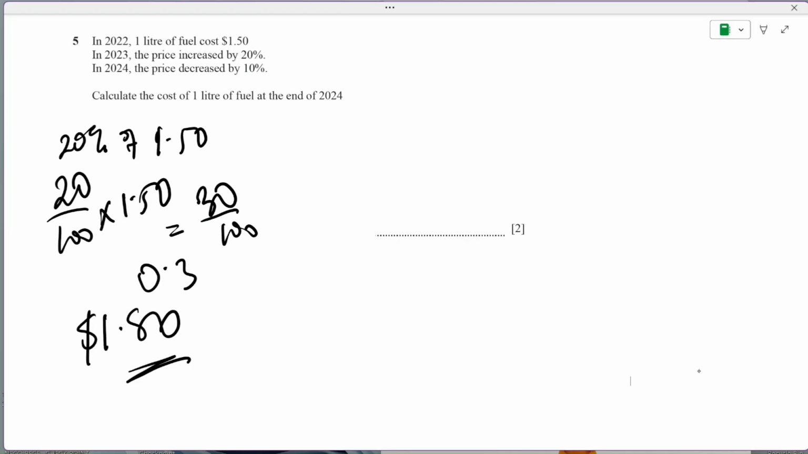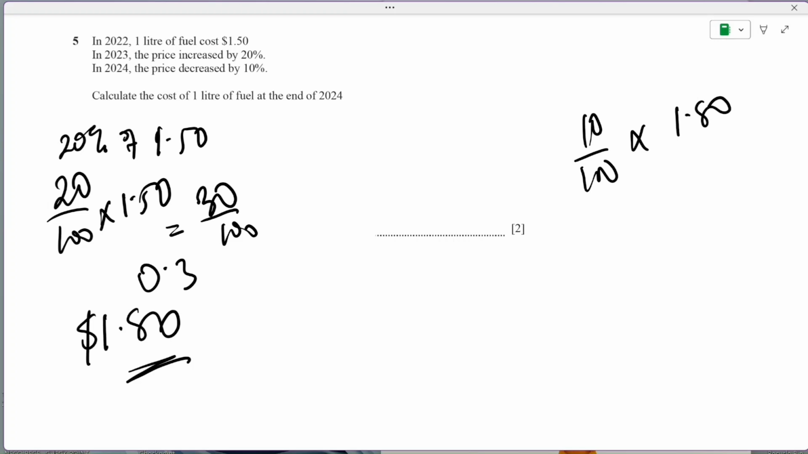Now that we have the amount it was sold for in 2023 due to an increase in price by 20%, in 2024 the price decreased by 10%. So you have to find 10% of this new value, or the new price they sell in 2023, then subtract the answer from the price that was sold in 2023 to get the price that was sold by the end of 2024. So we have 10% of $1.80.